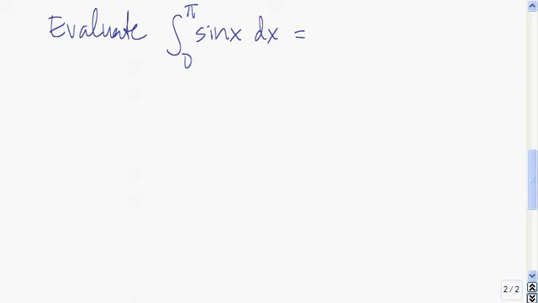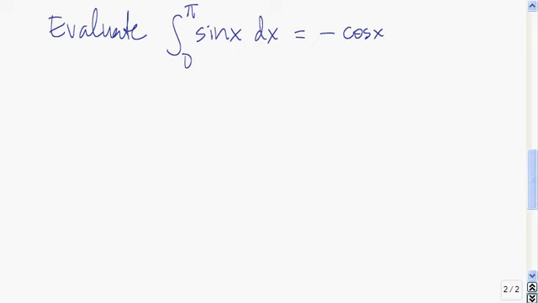All right, let's do another one together. We want to evaluate the integral from 0 to pi of sine of x dx. So we need to start by finding an antiderivative of sine of x. We know that if we differentiate cosine of x, we get negative sine of x. So that means that an antiderivative of sine is going to be negative cosine of x. That way this negative is canceled when we differentiate this to get negative sine of x.